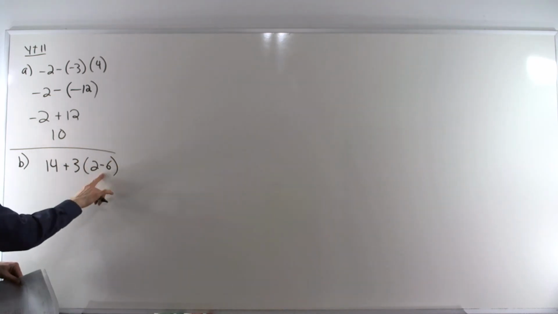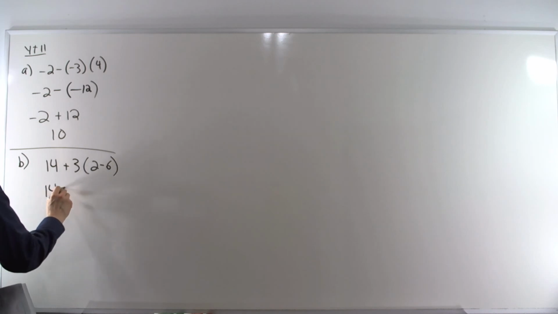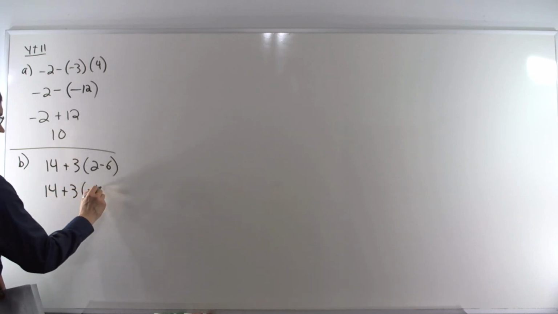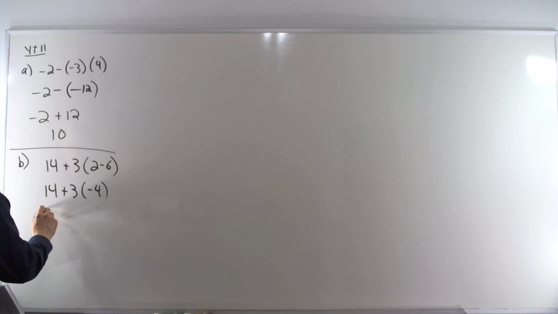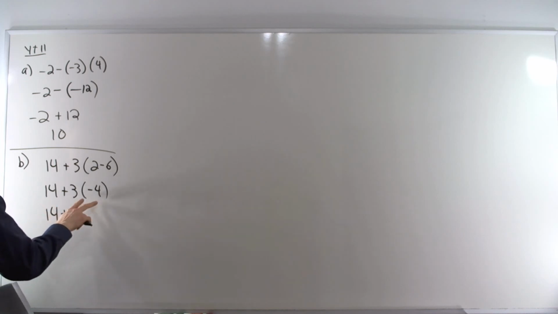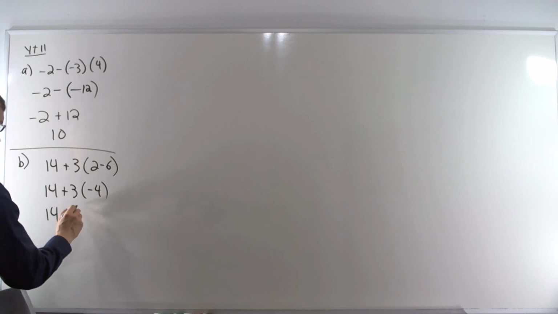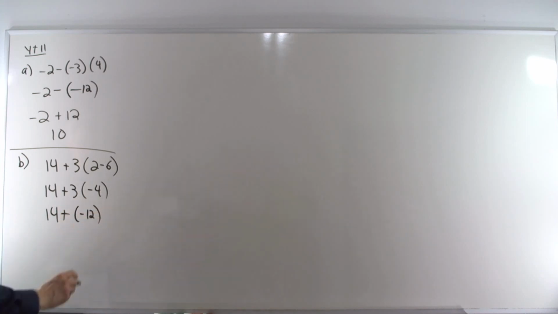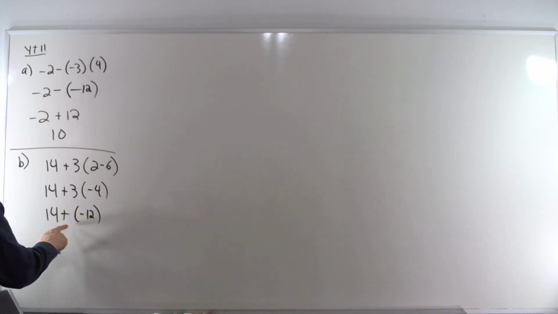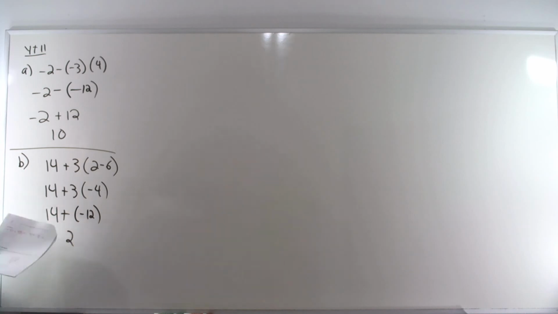Here we're going to start with our grouping symbol. Get negative 4 there. Now we're going to do multiplication. That's 14 plus 3 times negative 4 is negative 12, so make sure you put that in parentheses. Adding those two together gives us 2.